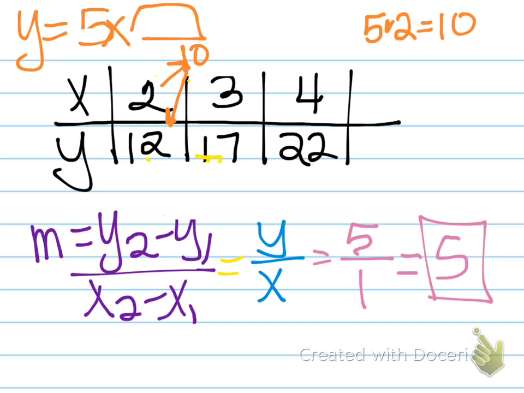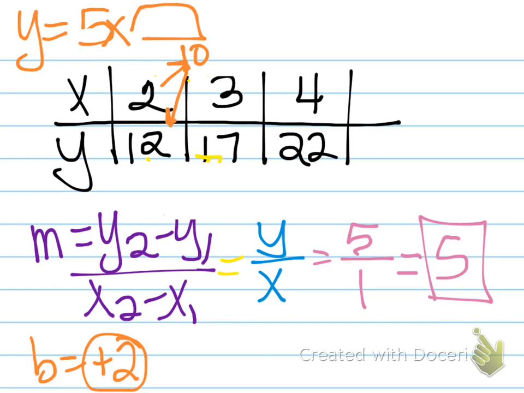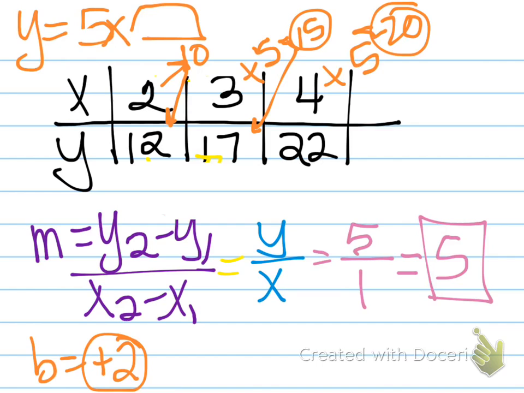You said plus 2? Okay, let's see if that works for the next one. So let's go 3 times 5. That's 15, right? How do I get from 15 to 17? Plus 2. All right, let's do it one more time just to make sure we're doing right. So 5 times 4 is 20. Good. And it's the same thing. So then our y-intercept is plus 2.